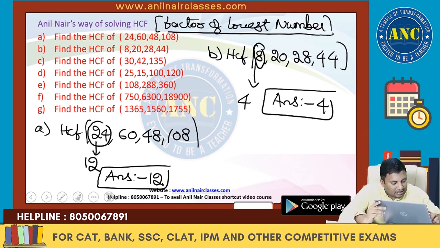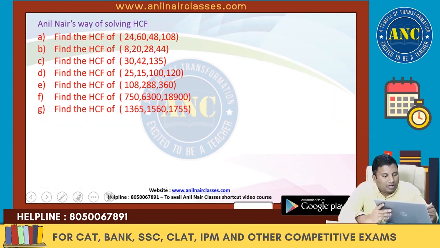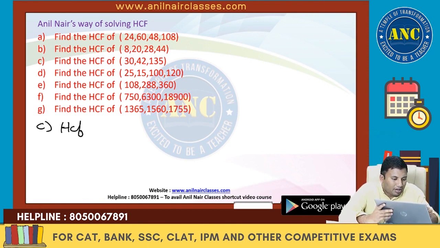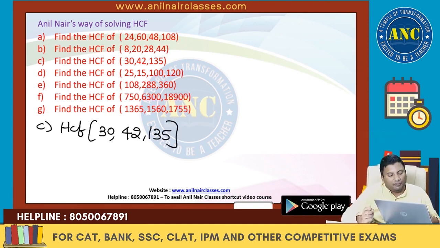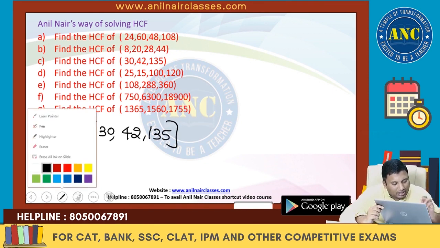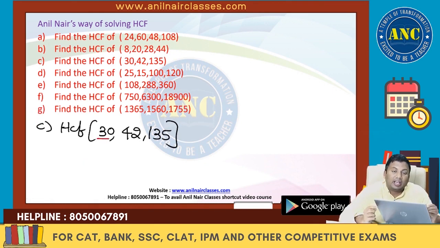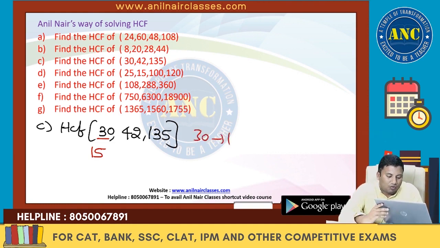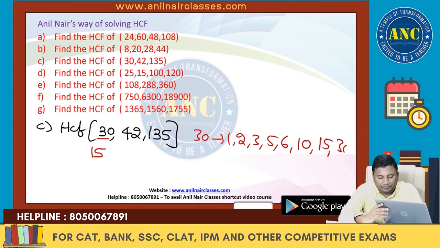First and second. Third one. Find the HCF of 30, 42 and 135. Take the lowest number, 30. Is 30 a factor of 42? No. Is 30 a factor of 135? No. Take the factors of 30. 15. Does 15 divide 42? No. Factors of 30 are 1, 2, 3, 5, 6, 10, 15, 30.